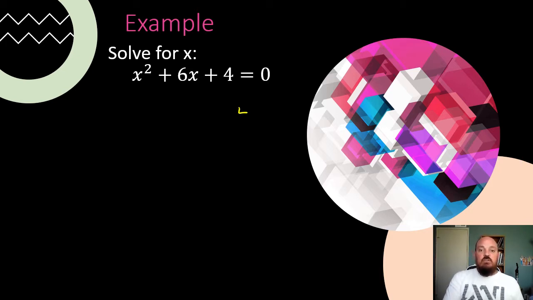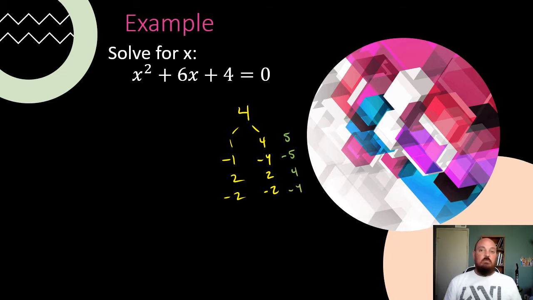If I'm trying to find two numbers that multiply together to 4 and add together to give me 6, my choices are 1 times 4, or negative 1 times negative 4, 2 times 2, or negative 2 times negative 2. And if you start adding, 1 plus 4 is 5, negative 1 plus negative 4 is negative 5, 2 plus 2 is 4, negative 2 plus negative 2 is negative 4. None of them add up to 6. So that means this one is not factorable. So we have to use quadratic formula for this one. So let's do that.